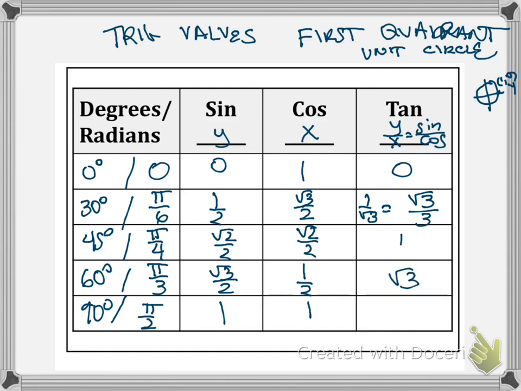Then for the last one, this one I messed up. Cosine is 0 at 90 degrees. And so this would be y over x, 1 over 0. And then we remember that that is undefined.